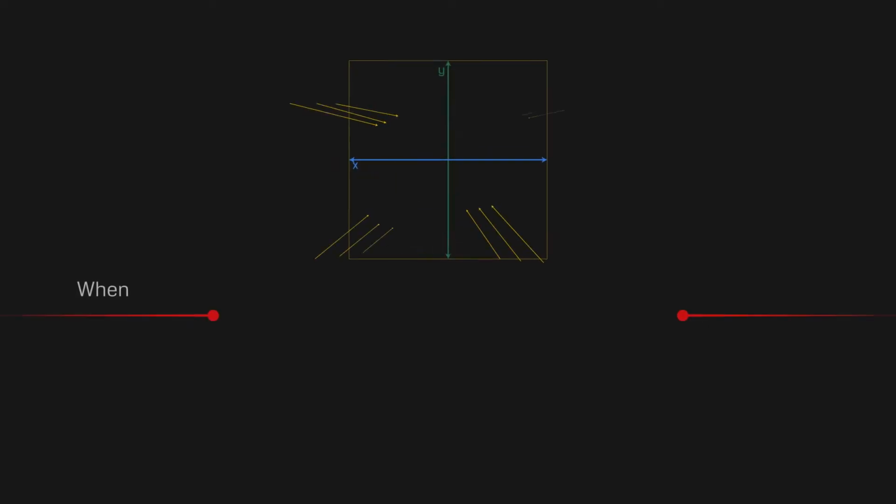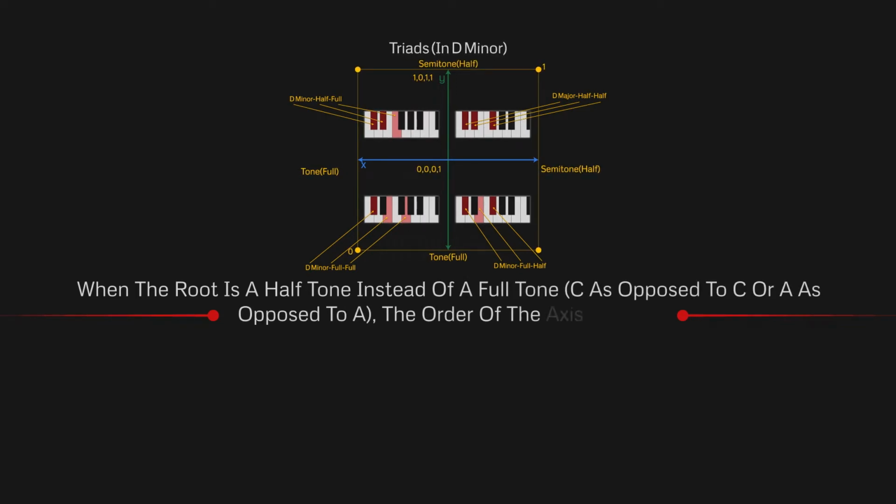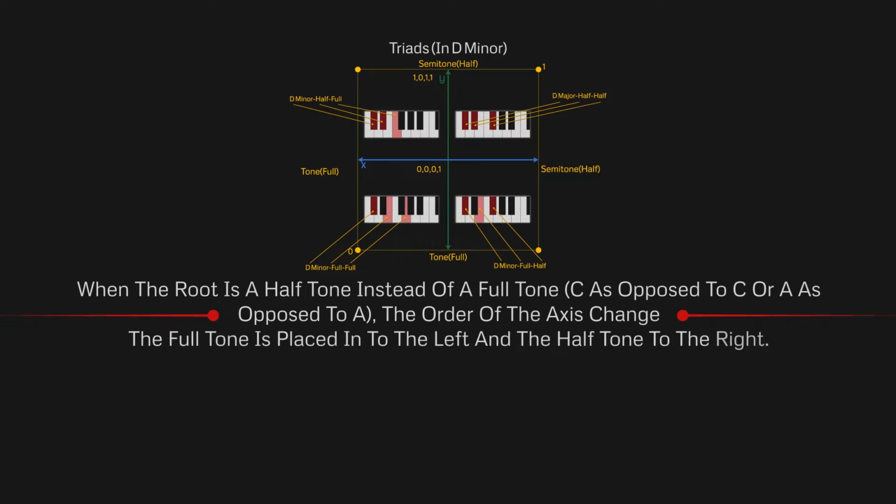The 7th cube, half tones. When the root is a half tone instead of a full tone, C sharp as opposed to C, or A flat as opposed to A, the order of the axes changes. The full tone is placed to the left and the half tone to the right.